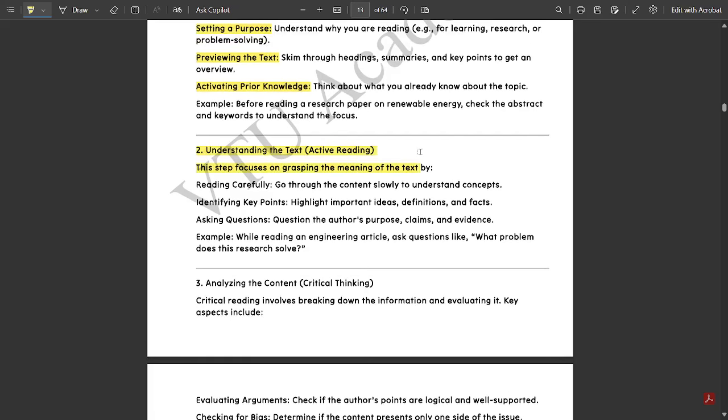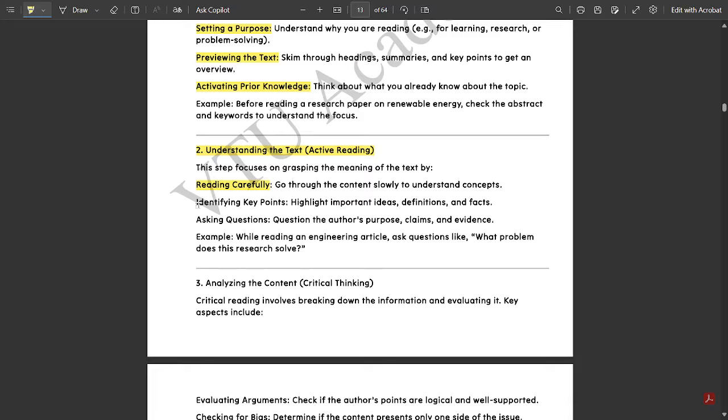Next is understanding the text, that is active reading. This step focuses on grasping the meaning of the text by reading carefully. Reading all the things step by step in detail in order to understand what you're reading. That is, go through the content slowly to understand the concepts.